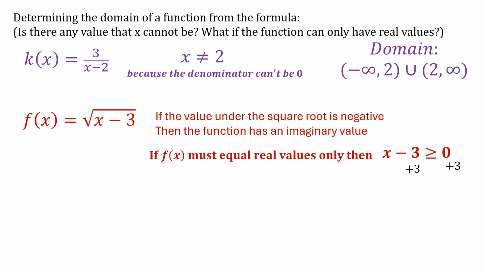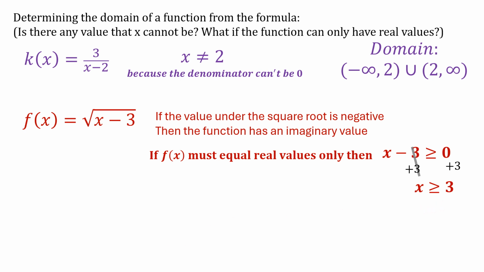Well, if x minus 3 is bigger than or equal to 0, then x has to be bigger than or equal to 3. So we have to set our domain. To make this a real function, we need to set our domain for x to be bigger or equal to 3. So how do we write that in interval notation?